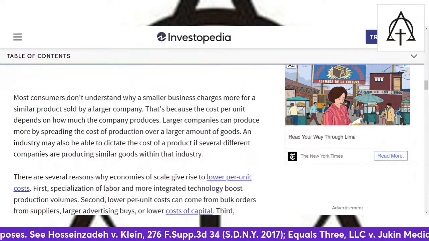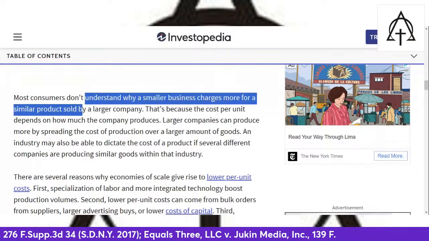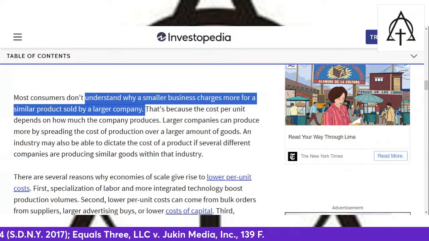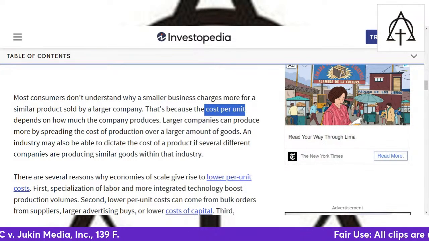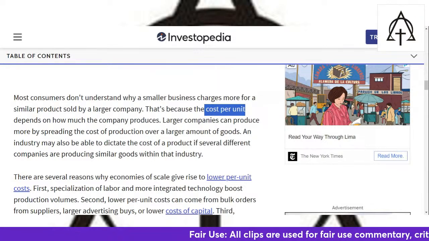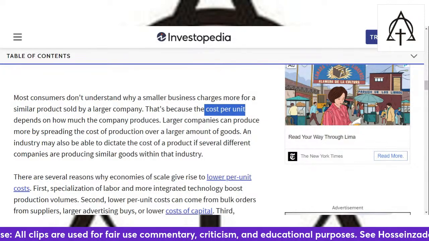Most consumers don't understand why a smaller business charges more for a similar product sold by a larger company. That's because the cost per unit depends on how much the company produces. Larger companies can produce more by spreading the cost of production over a larger amount of goods.